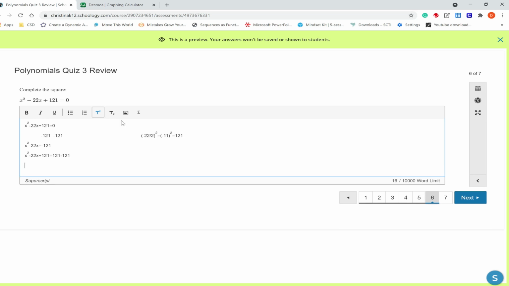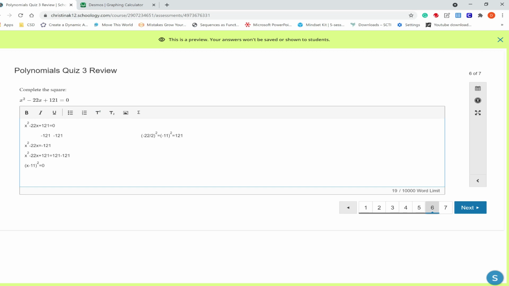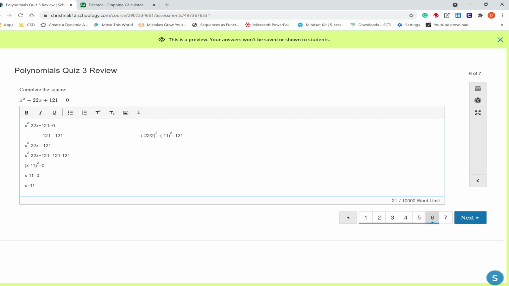So our next line, this continues simplifying. So x squared, sorry, just factor it. x minus 11 squared equals 0, because 121 minus 121 is going to be 0. Next line we'll be taking the square root of both sides. So it's going to be x minus 11. The square root of 0 is going to be 0. Equals 0. So that tells me x equals 11. And we're done with question number 6.